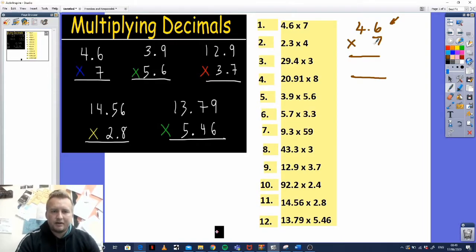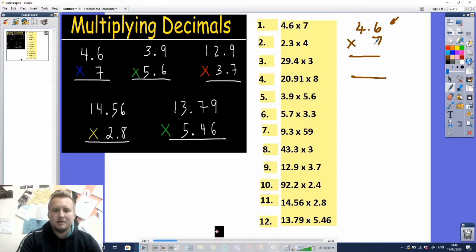When you complete a calculation using multiplying decimals, you need to understand how many decimal places are in the question. Now, there could be decimal places in both numbers, there could be decimal places in one number. You need to add up all the decimal places that are in the numbers.